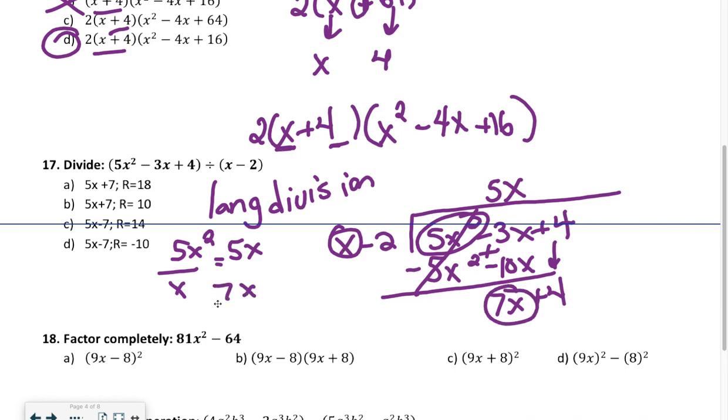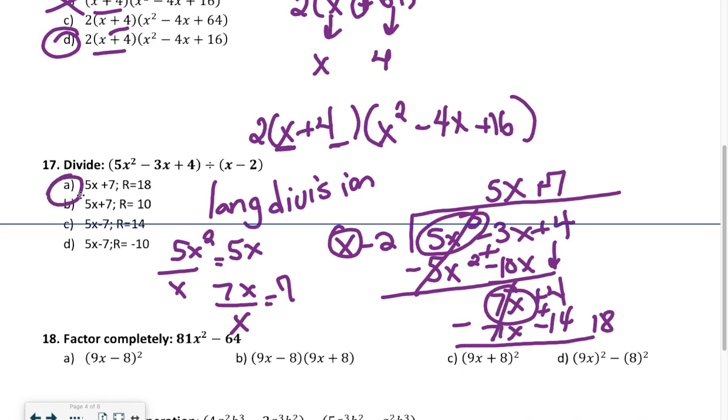7x divided by the x is 7. 7 times x is 7x. 7 times negative 2 is negative 14. 4 plus 14 gives us 18, so the answer is 5x plus 7 with a remainder of 18.